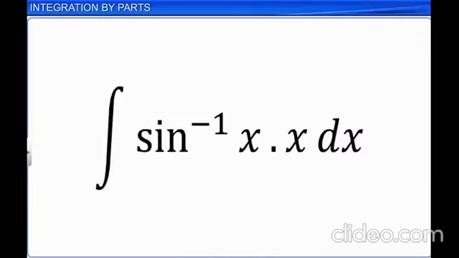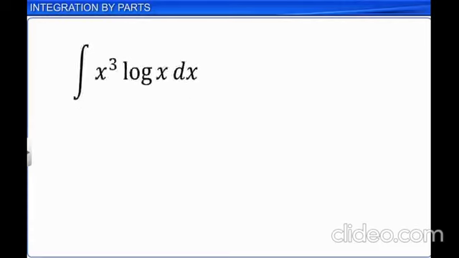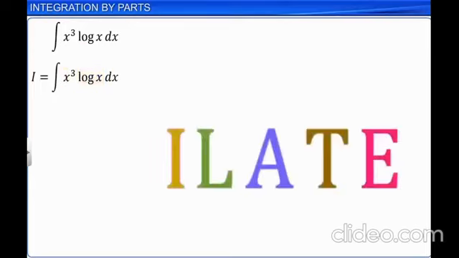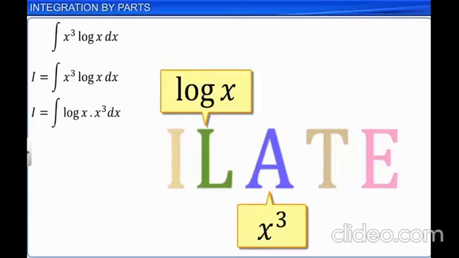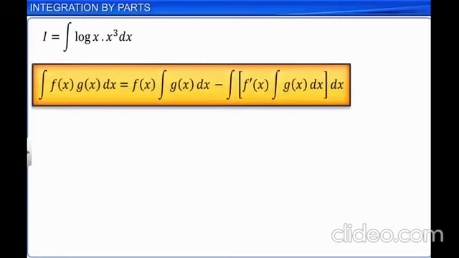Let us now use the ILATE rule to evaluate the integral of x cubed into log x dx. Let us denote the given integral by I. It consists of an algebraic function x cubed and a logarithmic function log x. As per the ILATE rule, it is clear that the logarithmic function will come before the algebraic function. So, we consider the logarithmic function as the first function and the algebraic function as the second function. Now, the integral of the product of two functions is equal to the first function multiplied by integral of the second function minus integral of differential coefficient of the first function into integral of the second function.